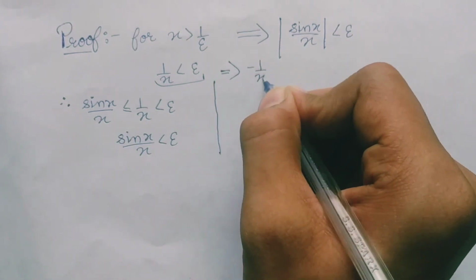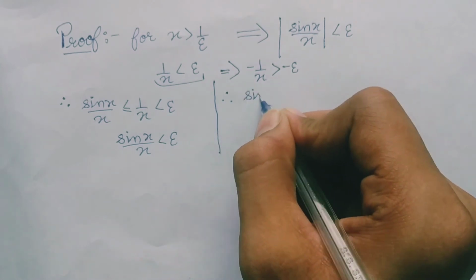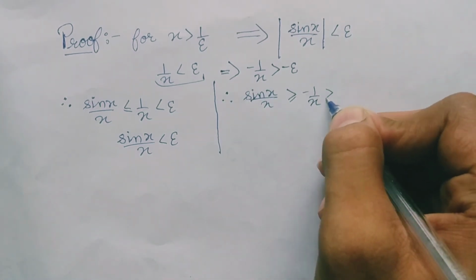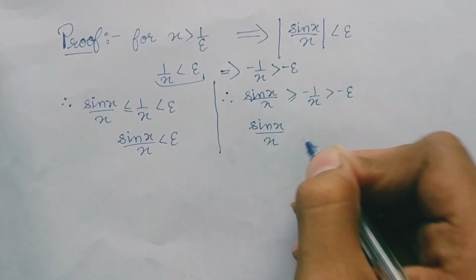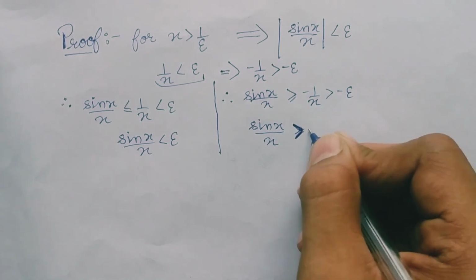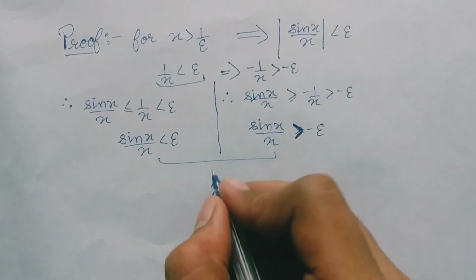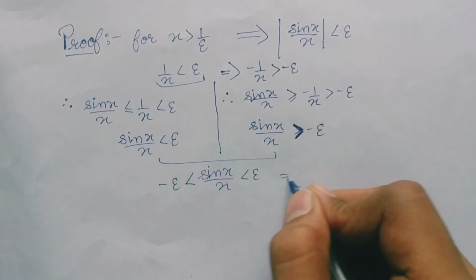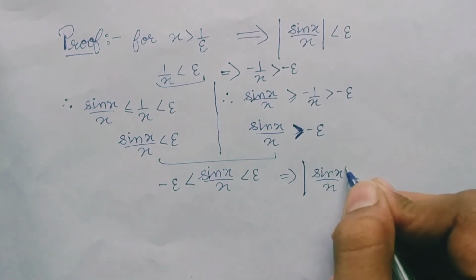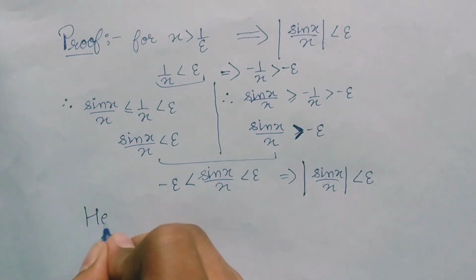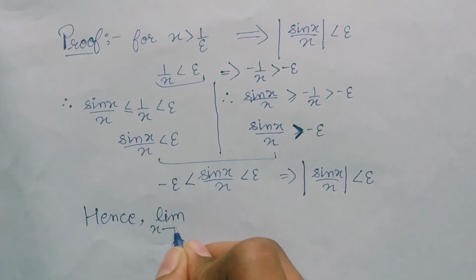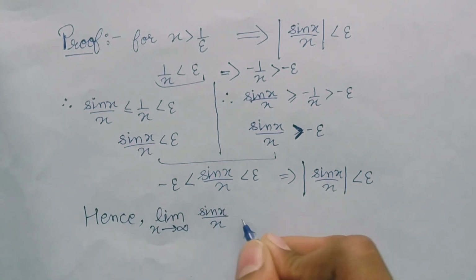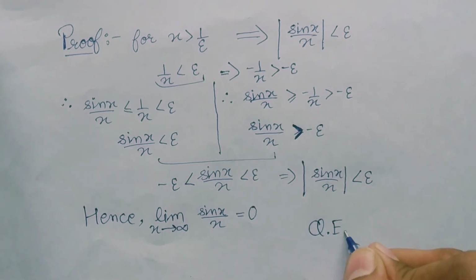Multiply this inequality by negative. We know that sin x by x is always greater than -1 by x. It follows that sin x by x is greater than negative epsilon. From these two inequalities, we get that sin x by x is between epsilon and negative epsilon, which means that mod of sin x by x is less than epsilon. Hence, from the epsilon M definition, it means that the limit as x tends to infinity of sin x by x is 0. Hence proved.